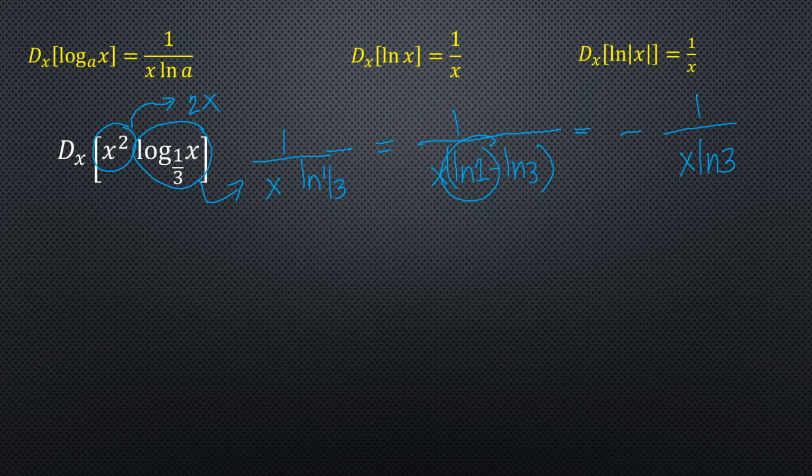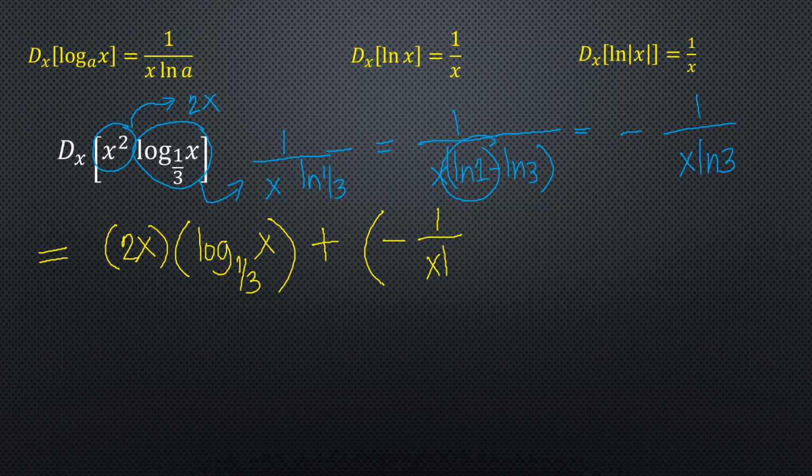Now we're ready to write that using the product rule. We get the first factor x squared and get the derivative, which is 2x. Now multiply the derivative to the second factor, logarithm of x base 1/3. Since that is a product, the operation is addition. Okay, that is associated already with the product rule. Now we're getting the derivative of the second factor, that is negative 1 over x ln of 3, and multiply that to the first factor, which is x squared.